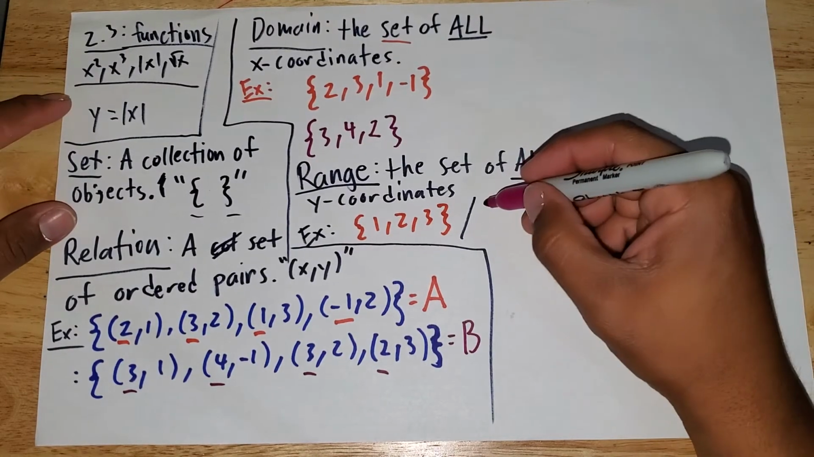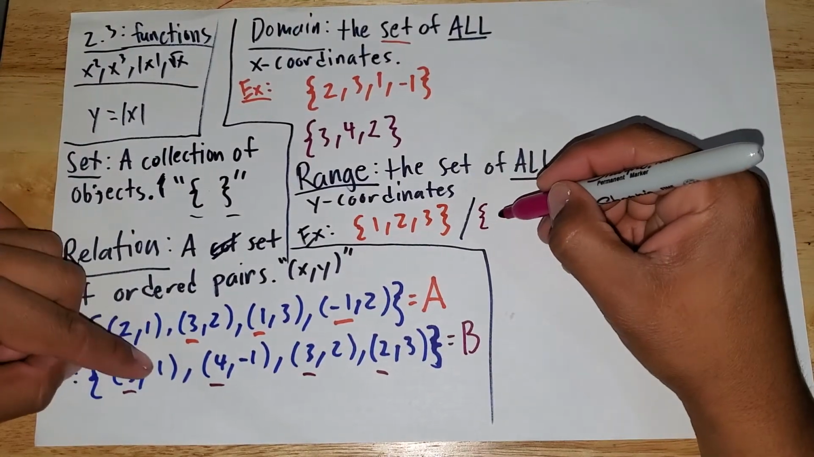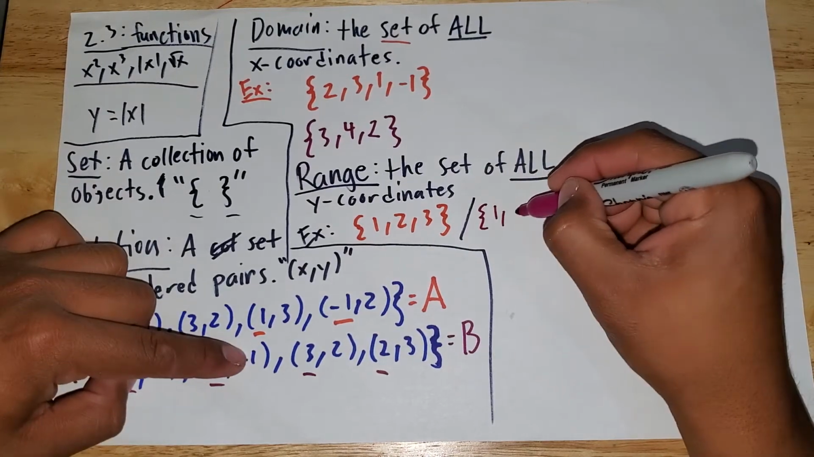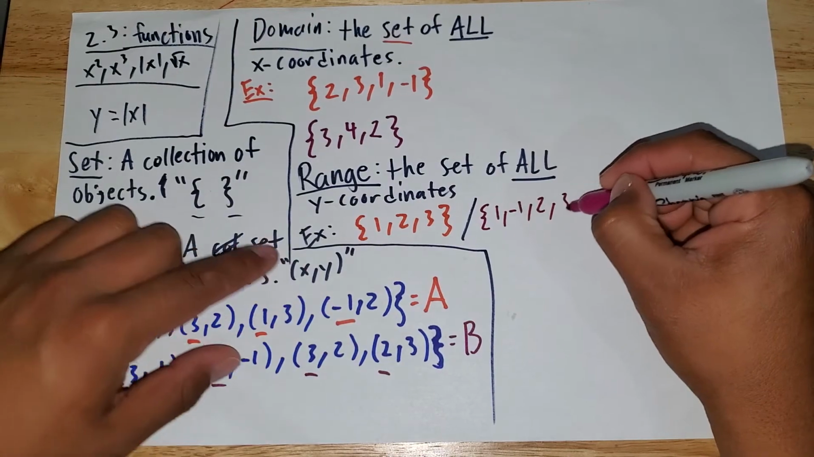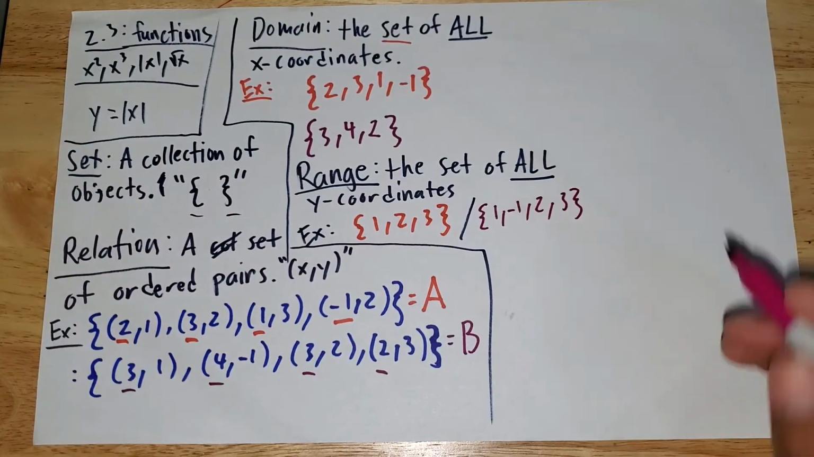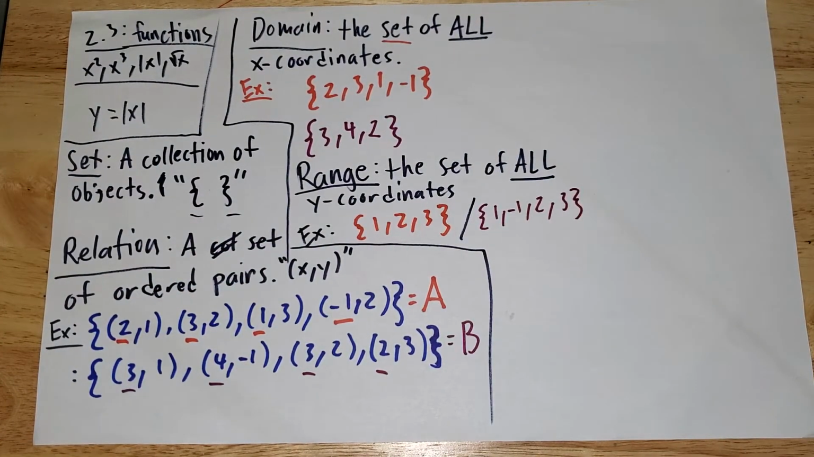Now let's see the range of B. That's going to be 1, -1, 2, and 3. So those are all the y coordinates in that relation.